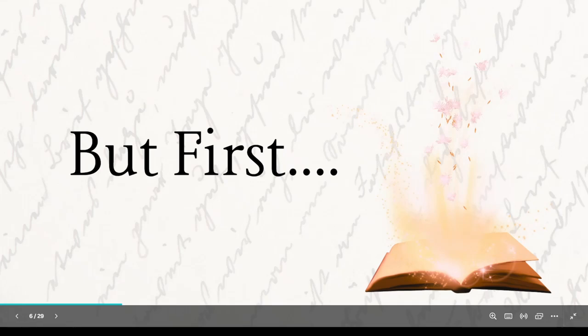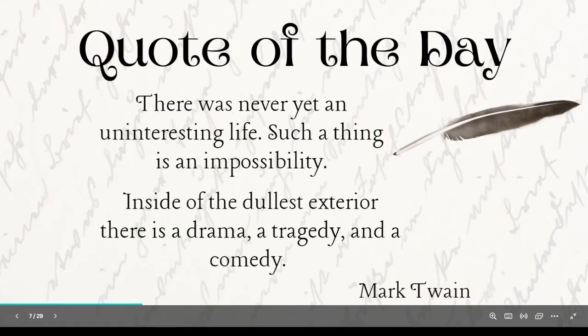But first, I want to give a quote of the day. This is something I would like to do each time, have a quote of the day, and today's quote is from Mark Twain. "There was never yet an uninteresting life. Such a thing is an impossibility. Inside of the dullest exterior, there is a drama, a tragedy, and a comedy."